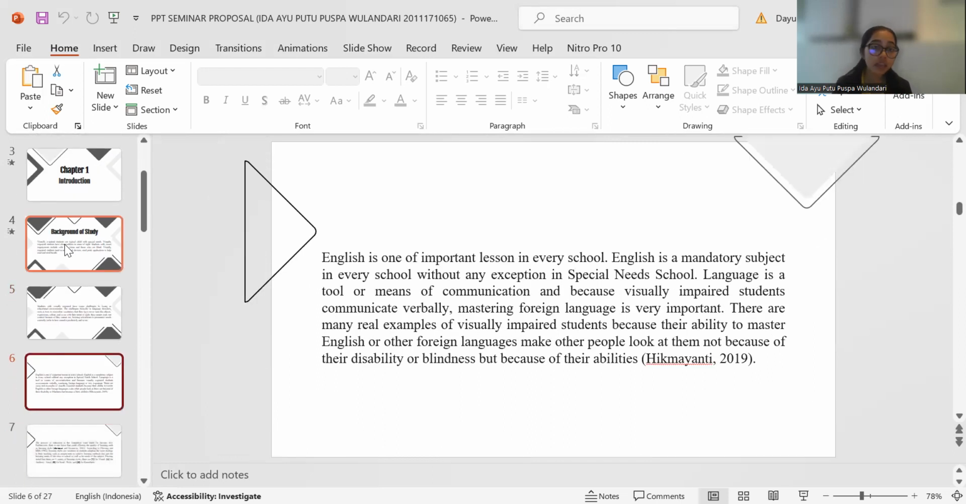And ladies and gentlemen, English is one of the important lessons in every school. English is a mandatory subject in every school, with no exception in special needs schools. Language is a tool for communication, and because visually impaired students communicate verbally, mastering a foreign language is very important. Why? Because there are many real examples of visually impaired students whose ability to master English or another foreign language makes other people look at their ability, not their disabilities, right? According to humanity.